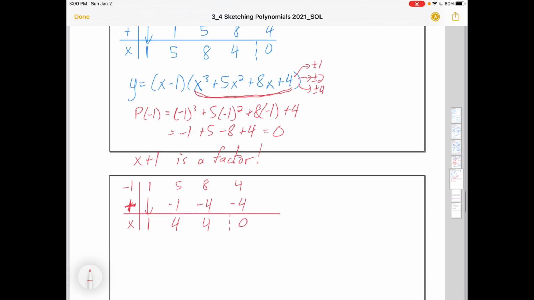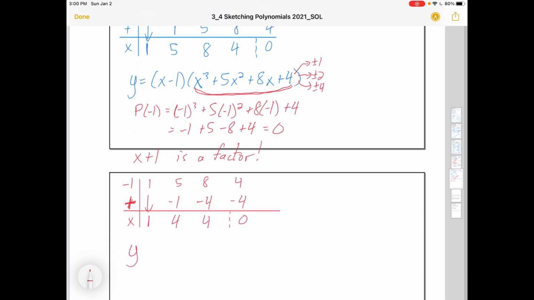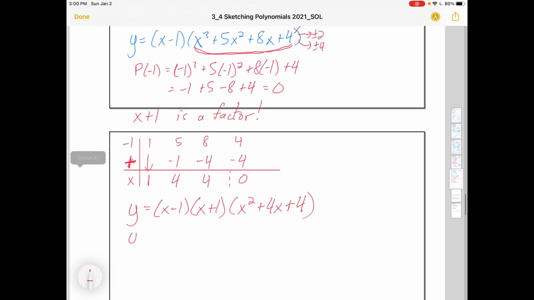That's good. So here's what we know now. X minus 1 was a factor we found. X plus 1 is a factor that we found. And the leftovers are x squared plus 4x plus 4. Now we're just going to factor again. So I'm wondering, what adds to 4 and multiplies to 4? The answer to that is 2 and 2.